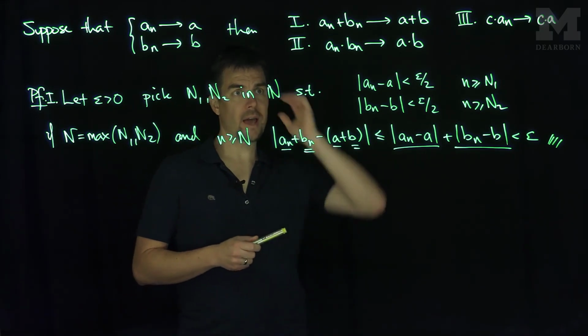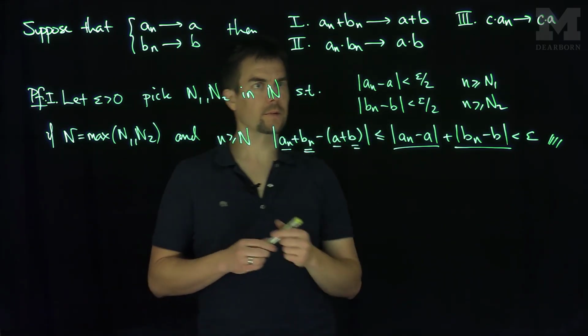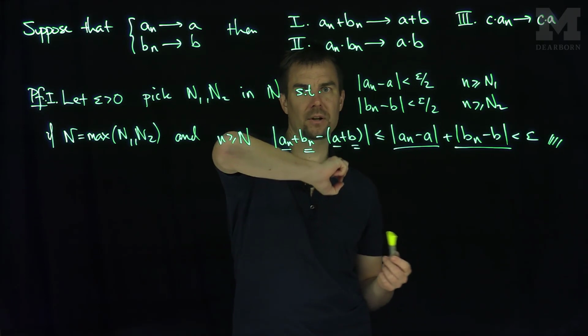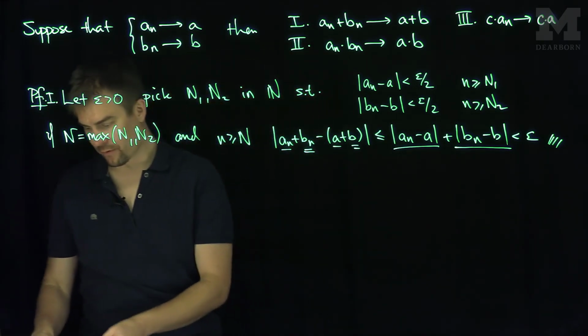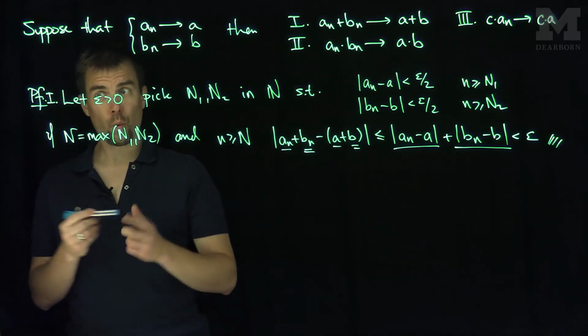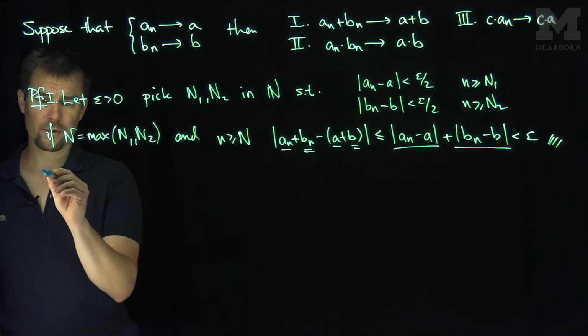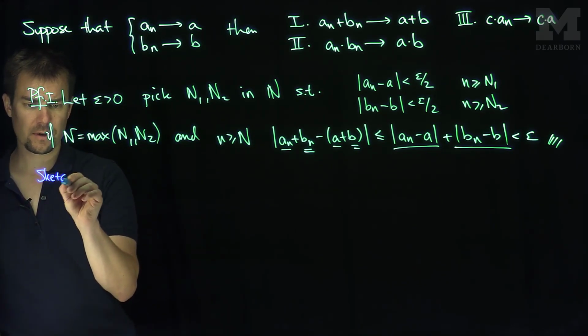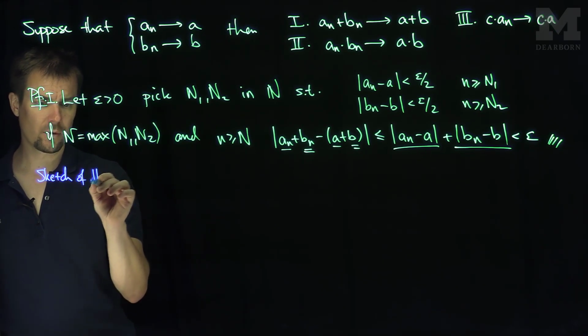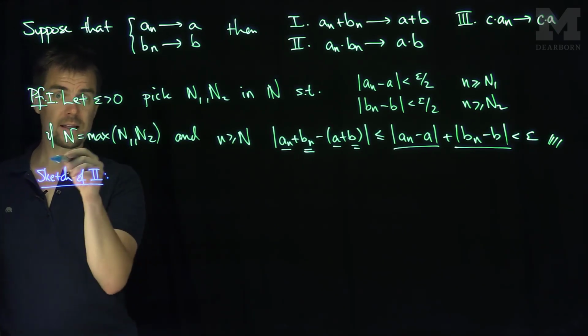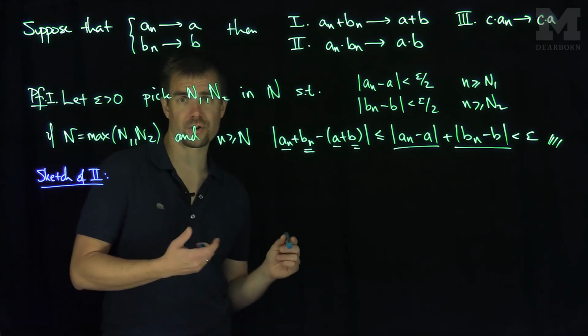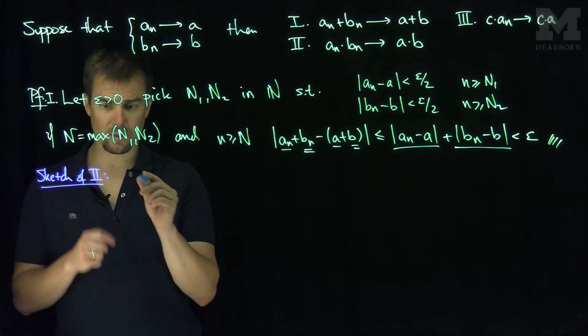Now, let's see how this epsilon over 2 was put into the proof by looking at the short work. So that's the proof of 1. Let's sketch 2 to see how we'd write the formal proof. So here's the sketch of 2. And the sketch, of course, is what allows us to write down the formal proof. So the sketch of number 2.